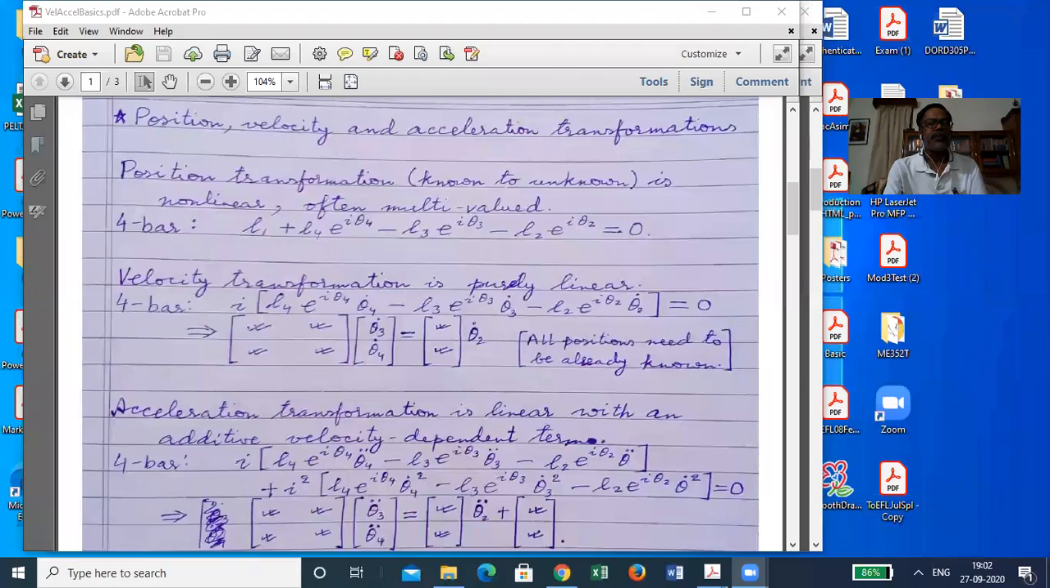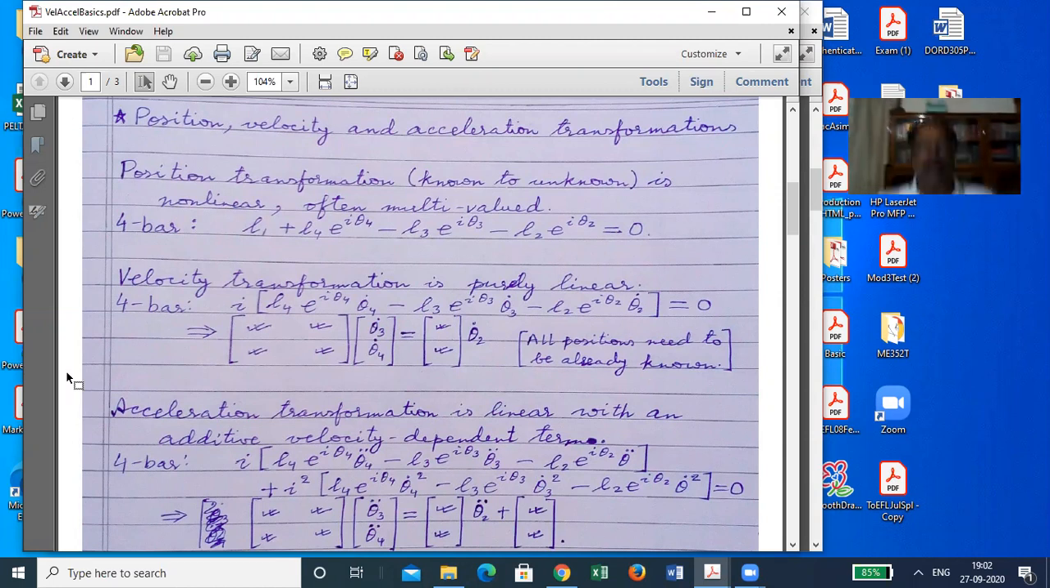In this lecture we go into velocity kinematics. First we clear up a few very simple things, basic ideas. So we have already discussed that position transformation.